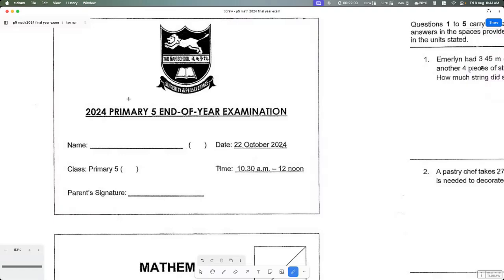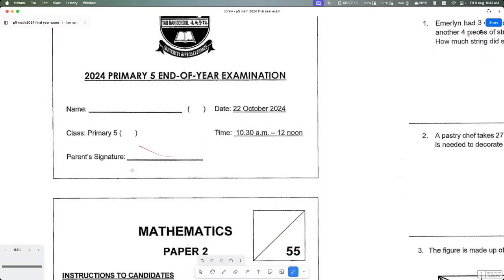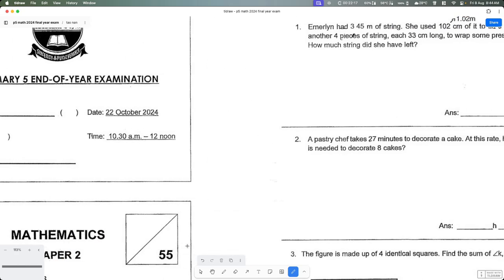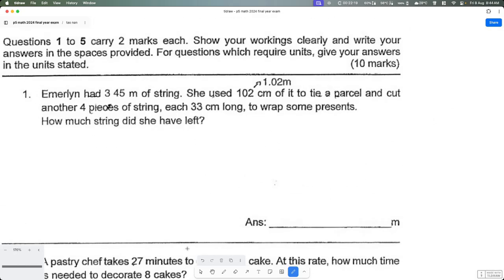In this video, we're going to go through the Tao Nan School 2024 Primary 5 End of Year Examination Mathematics Paper 2. So let's get started on the first question over here.